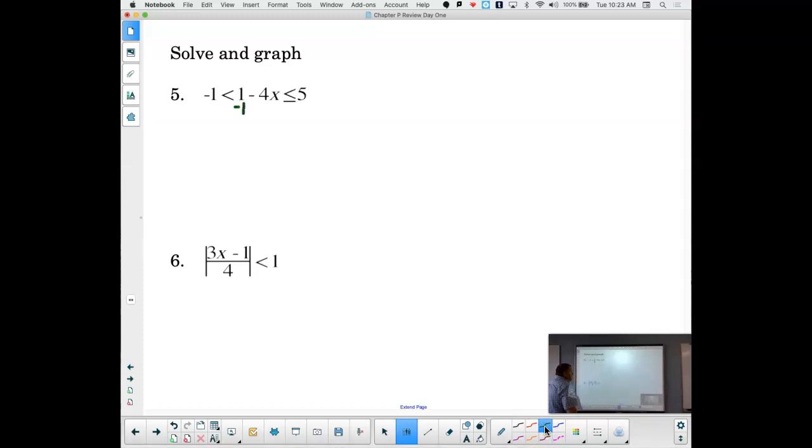If I am solving a compound inequality and I want to move this 1 out of the middle, then just like with an equation, if I do it in one spot, I've got to do it in every spot. So I've got to subtract 1 there, and I've got to subtract 1 on the left side. So I've got to subtract in all 3 locations. That gives me negative 2 is less than negative 4x is less than or equal to positive 4. Now I want to get x by itself. So again, I would divide everything by negative 4.